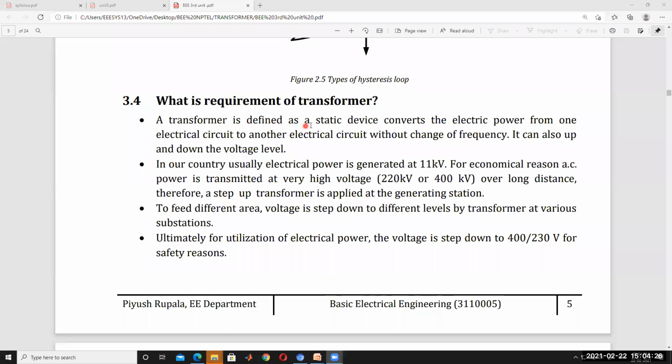A transformer is a static device that converts electrical power from one circuit to another. The transformer is not a power amplifier; it does not increase the power. So input power is equal to output power. Input power is V1I1 and output power is V2I2, so V1I1 is equal to V2I2. The power cannot be increased.